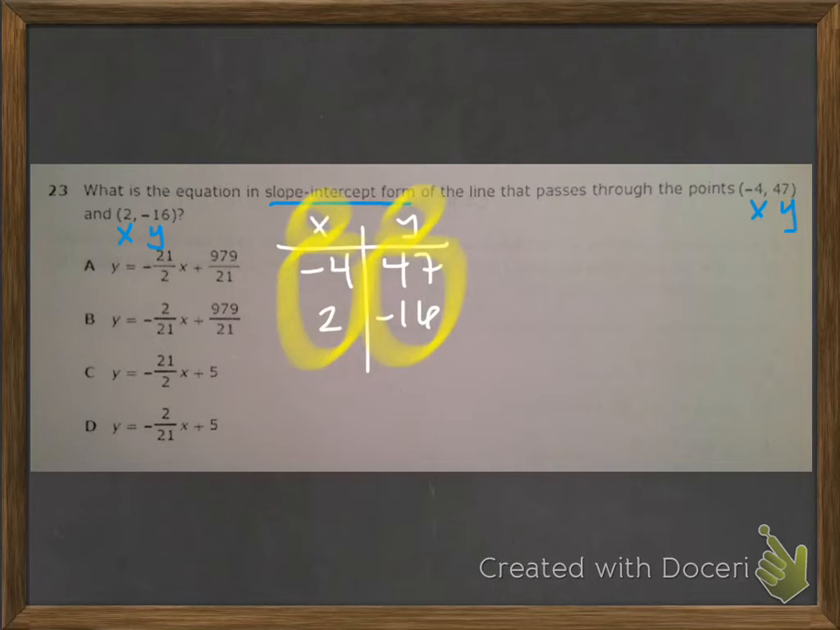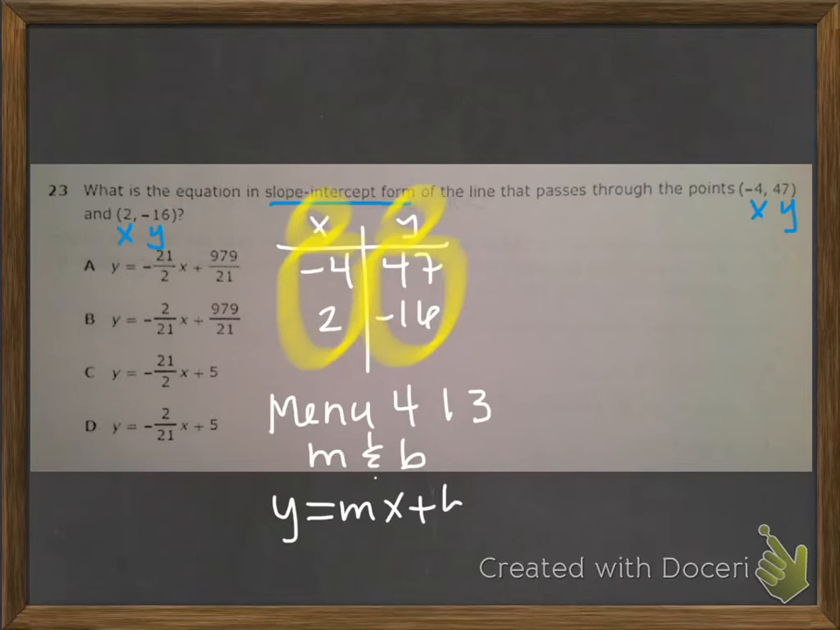And then you would press menu 413. That's going to give you the R value, which we don't need, but it's going to give you the M and the B as well. So if our equation in slope-intercept form is y equals mx plus b, all I have to do is replace the m, replace the b, and then I can get my answer of C.